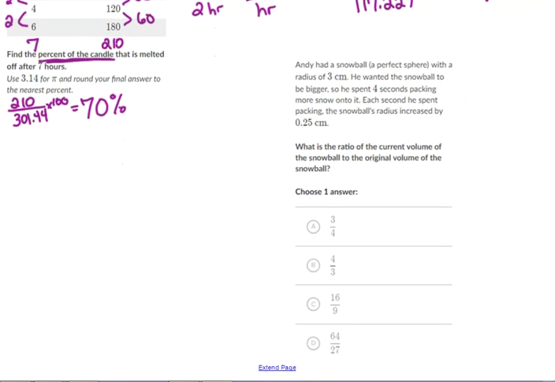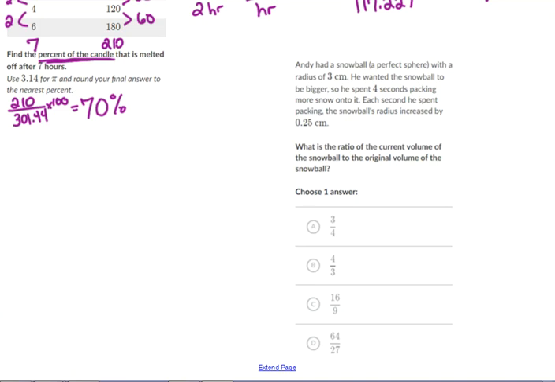All right, let's look at one more like this, and then I'm going to let y'all practice. Andy had a snowball, which they say in this case is a perfect sphere, with a radius of 3 centimeters. He wanted the snowball to be bigger, so he spent 4 seconds packing more snow onto it. Each second he spent packing, the snowball's radius increased by 0.25 centimeters. What is the ratio of the current volume of the snowball to the original volume of the snowball?